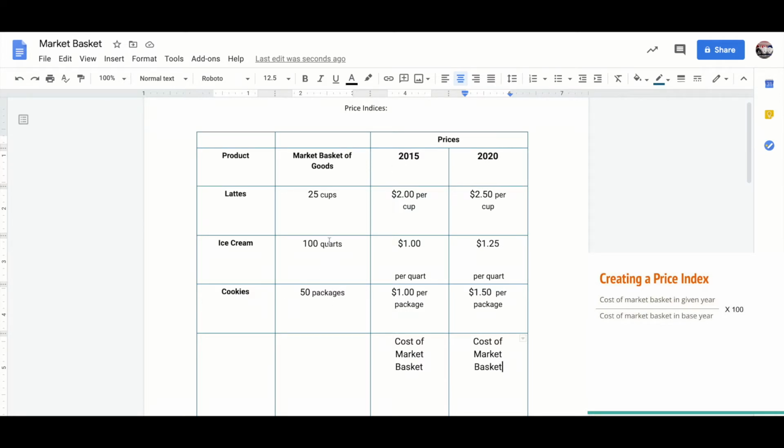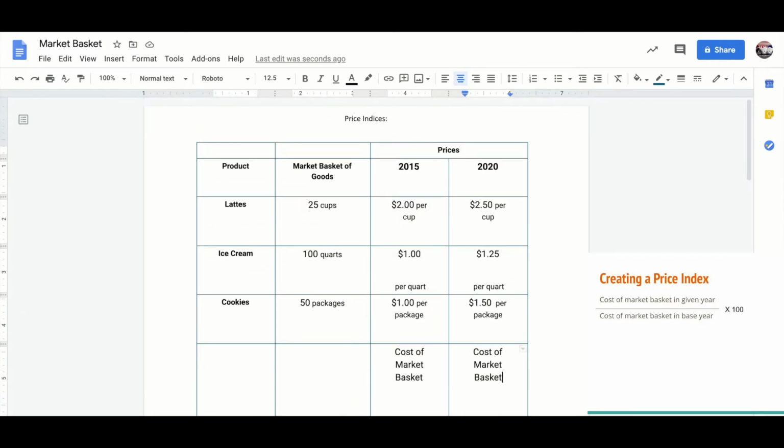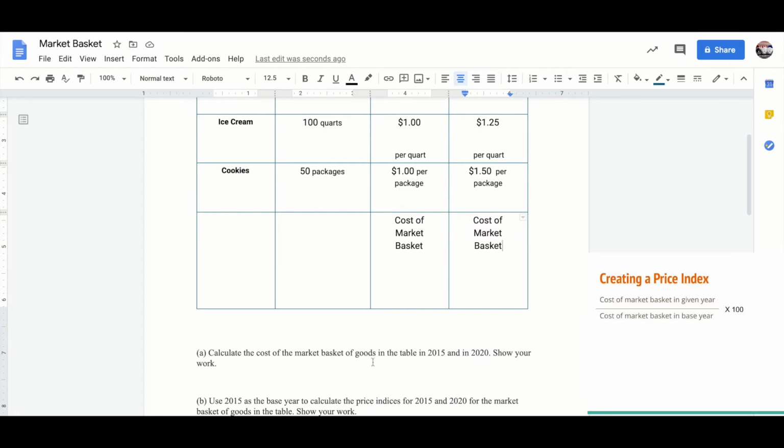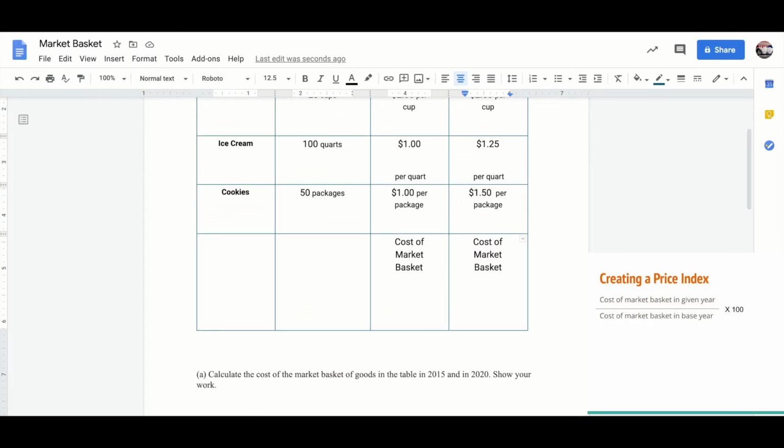We're going to look at these exact same amounts of goods and services, same quality, same amount, and look at how much their prices change, how much all these together cost in 2015, and then how much they cost in 2020, so that we can measure how much prices changed overall over that 5-year period. First, calculate the cost of the market basket of goods in the table in 2015 and 2020. Show your work.